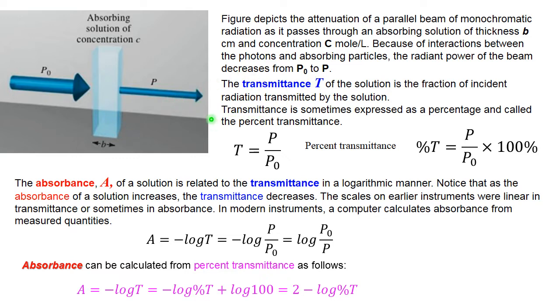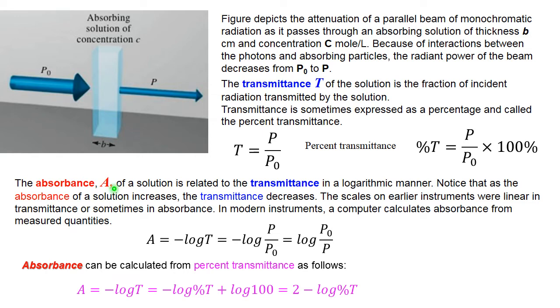Transmittance of a solution is the fraction of incident light, P0, transmitted by the solution. So T is P divided by P0. Sometimes, mostly because of tradition, it is expressed as a percentage and called percent transmittance, so P over P0 multiplied by 100%. It's a confusing unit. Try to avoid it as much as you can.